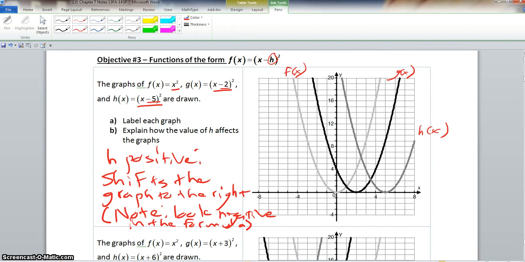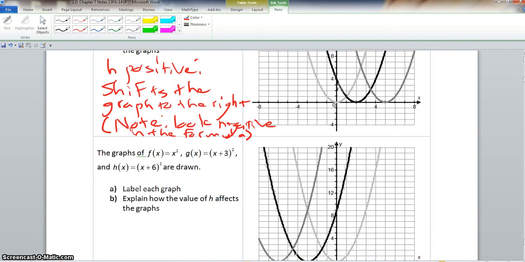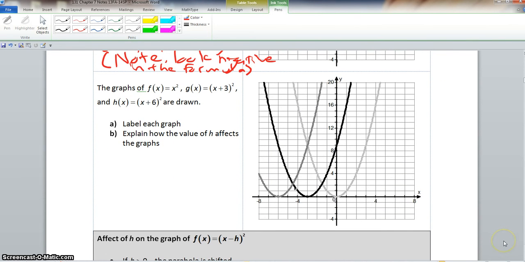Okay, now we're going to shift down here. It says the graphs, we have f of x is equal to x squared, g of x is (x + 3) squared, and h of x is equal to (x + 6) parentheses squared. So the first thing we want to do here is this. We know f of x is how we regularly graph x squared.